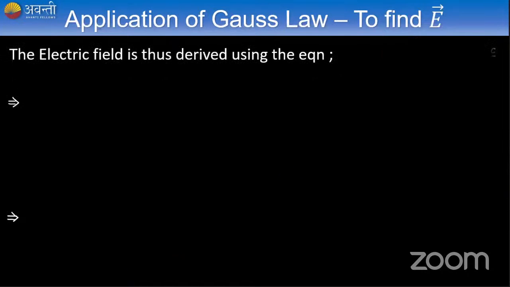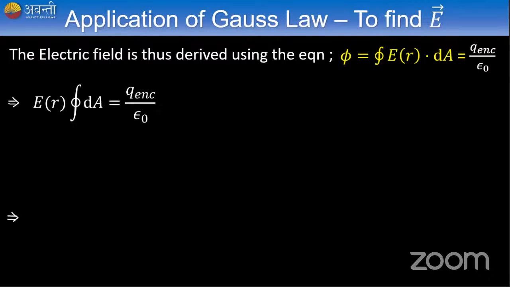Now the flux is phi is equal to the closed integral of E R cap dot dA, which will be equal to Q enclosed by epsilon naught from Gauss's law. Then since my electric field is constant, E comes out of the integration. I'll get E times the integral of dA is equal to Q enclosed by epsilon naught. So the integral of dA will be the surface area.